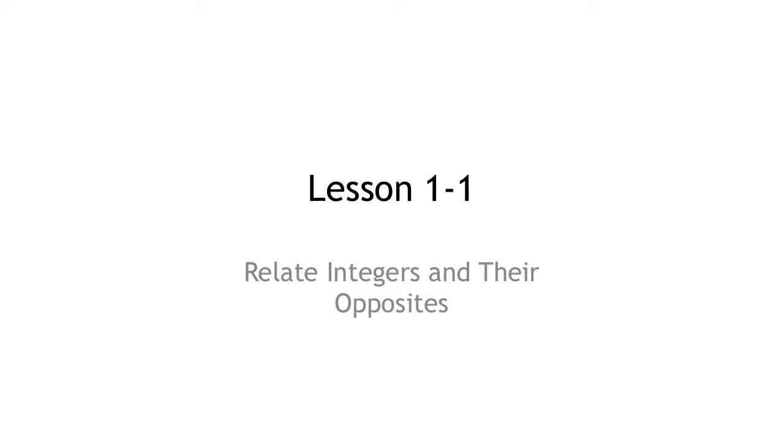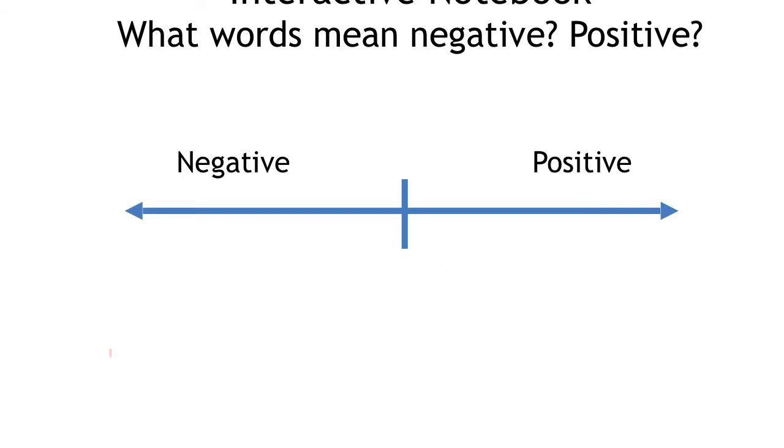In your interactive notebook, I would like for you to split a sheet of paper and label the left side negative and the right side positive, just like it would go on a number line. And what we're going to do is list words that mean negative and words that mean positive. Since negative and positive are opposites, our words are also going to end up being opposites.